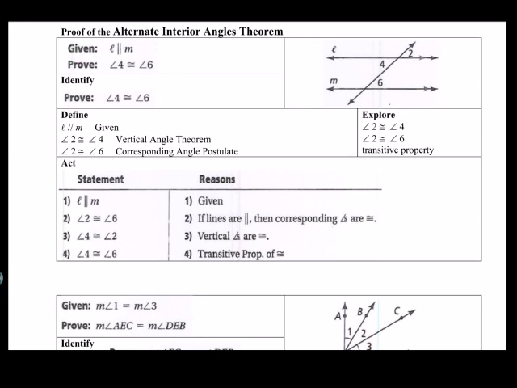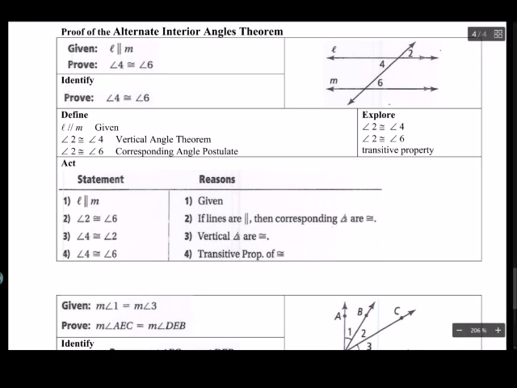Now let's use the proof of the alternate interior angles theorem. We used this on the last theorem, the last proof. Maybe we should prove it. So we are given parallel lines. That's one of the requirements for the alternate interior angles theorem. Now we're trying to prove the alternate interior angles theorem. So let's take a look at what we have here.